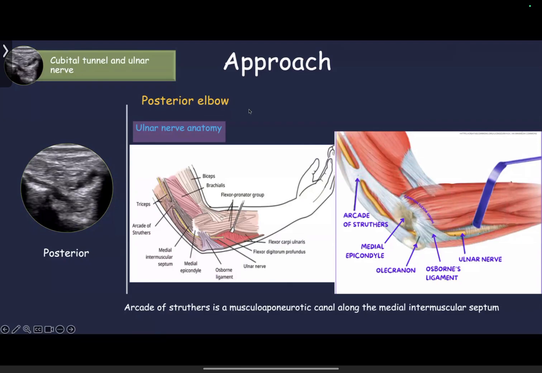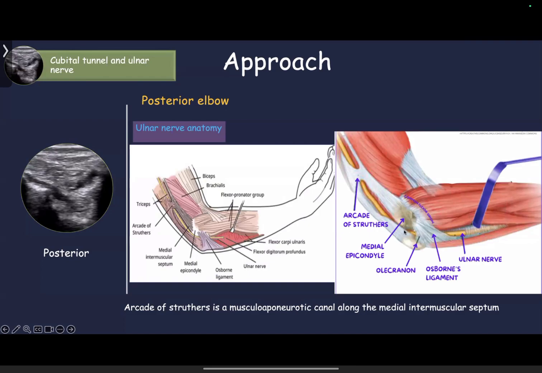Next structure in the posterior elbow is the ulnar nerve. It has a somewhat complicated anatomy. In the posteromedial elbow, as the ulnar nerve comes, it passes through the arcade of Struthers. So what is the arcade of Struthers? It is the musculoaponeurotic canal along the medial intramuscular septum. It goes down caudally below the medial epicondyle here, and just adjacent to it we have the triceps.